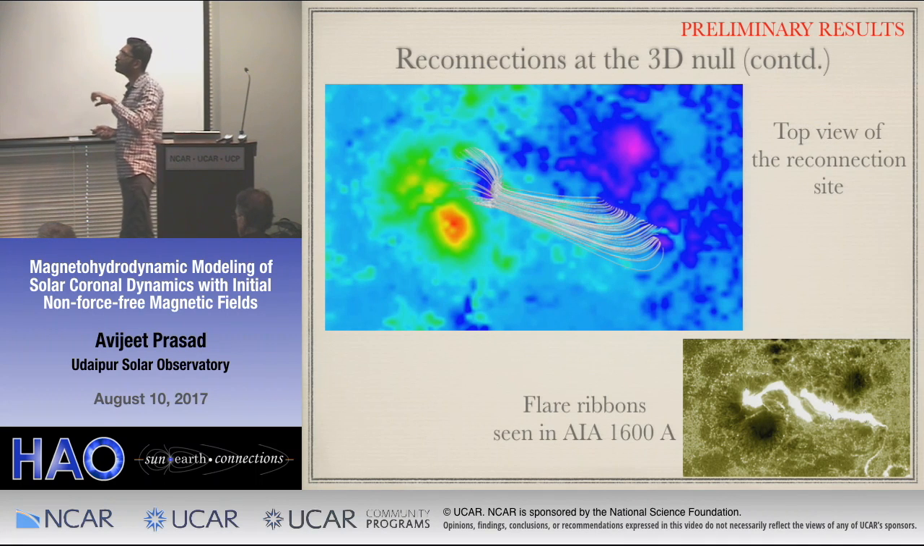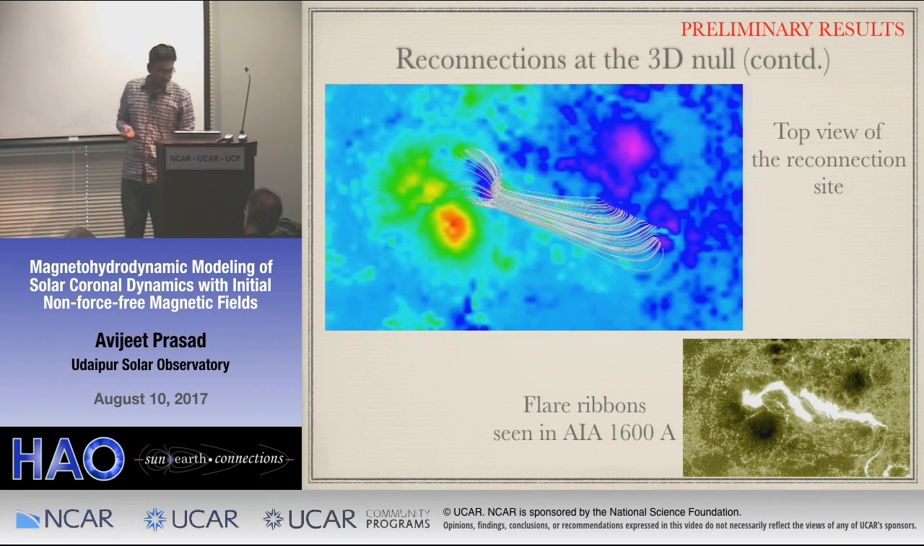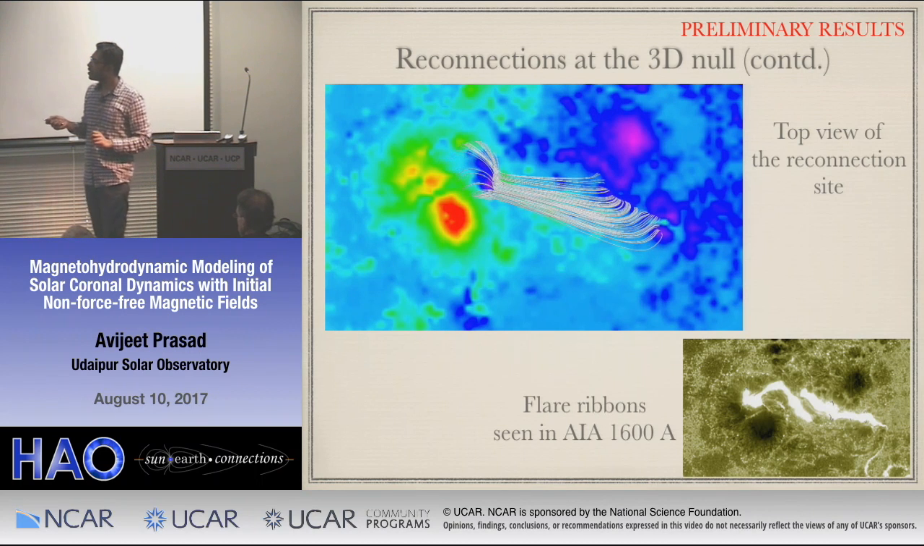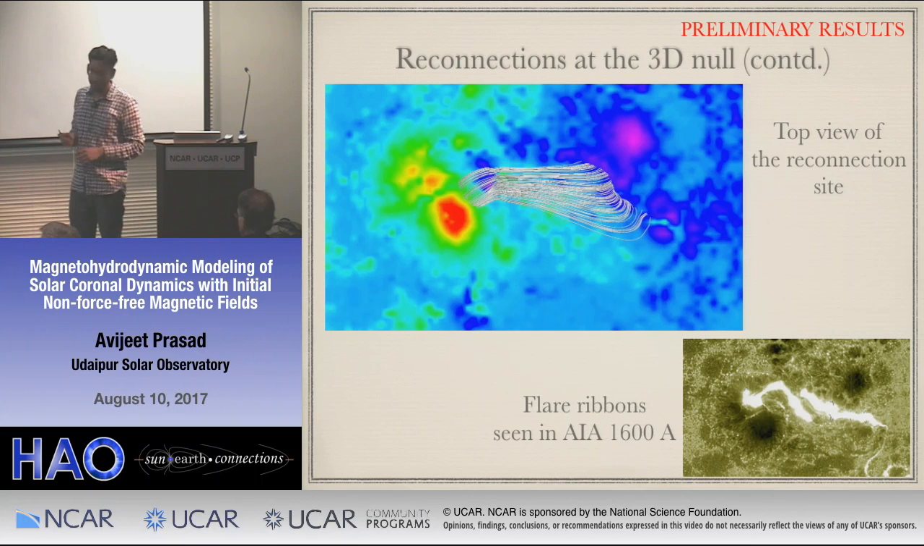Also, when we look at the top view of this 3D null, we see that the field lines connecting at the other end have this elongated line-like geometry. So they can possibly explain these flare ribbons that we are seeing in similar locations in this AIA 1600 channel.